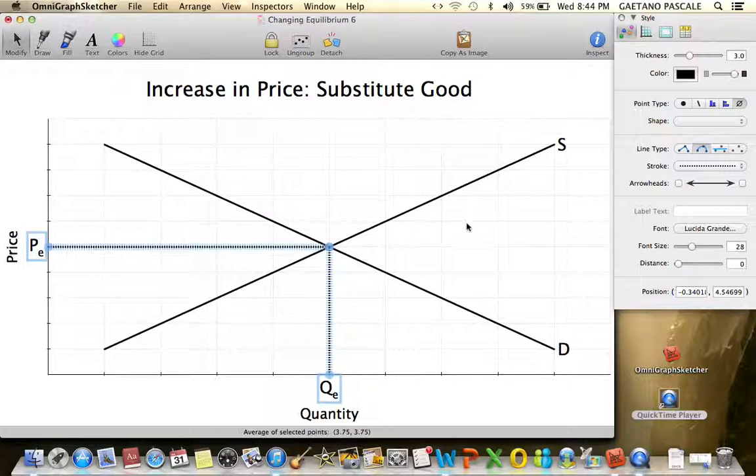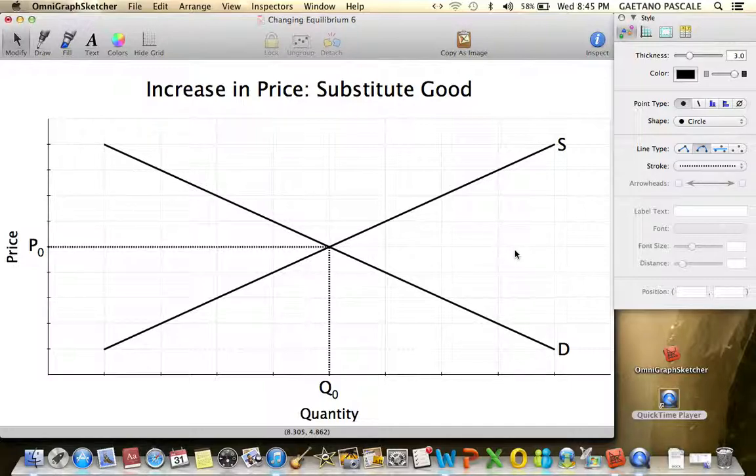So hopefully I can use this as a basis and improve this over time. So we have our upward sloping supply curve and our downward sloping demand curve. And here's our equilibrium price and quantity to start out. So let me make this P0 and Q0.